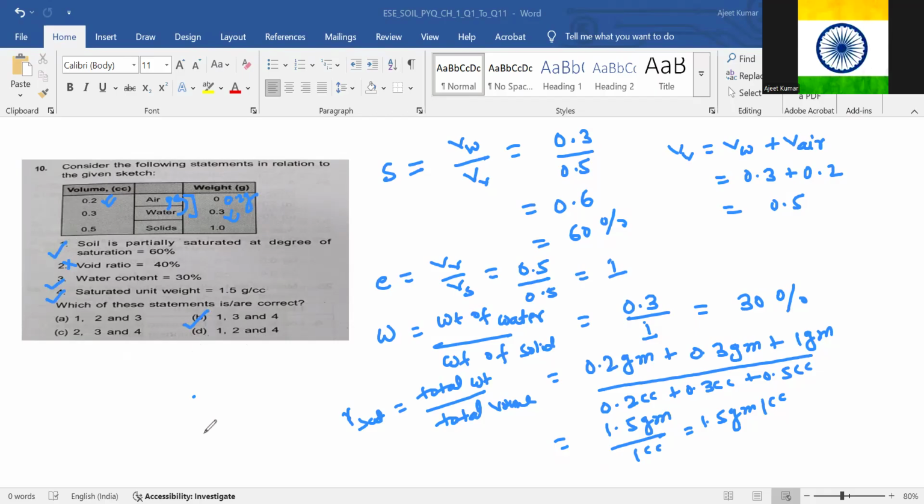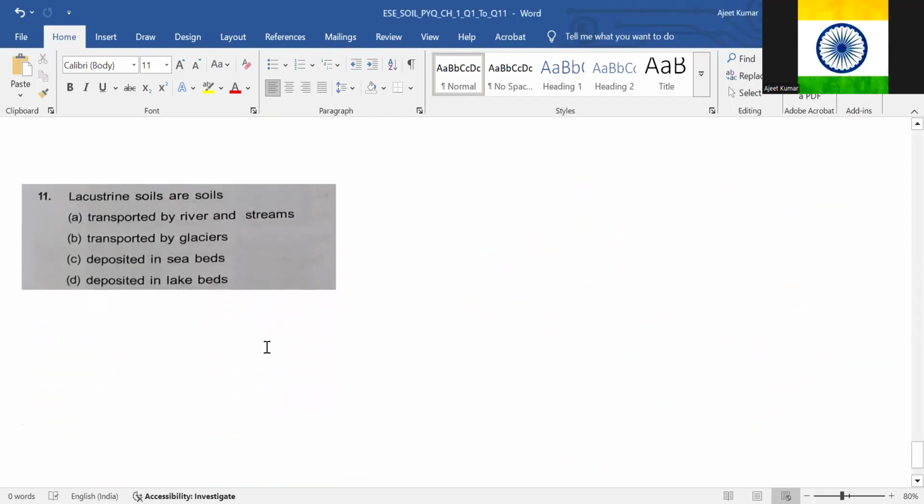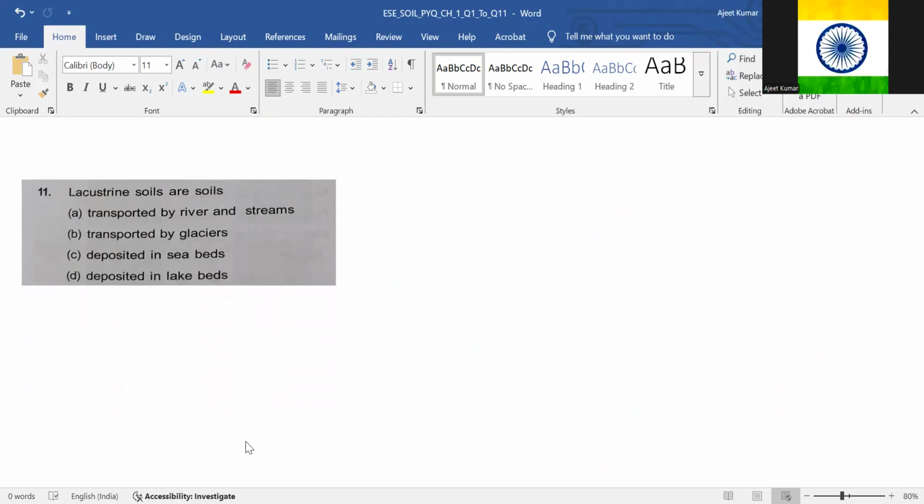Now the next question is question number 11. Very simple question, straightforward. Like a strange soil, these are soils deposited in lake bed. So this will be the answer D.